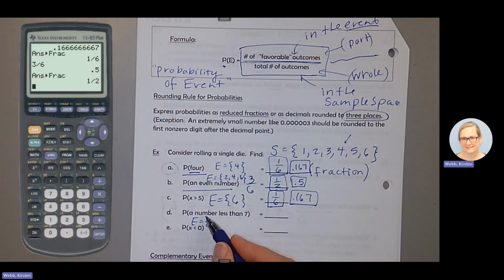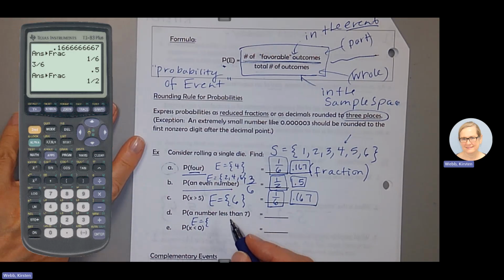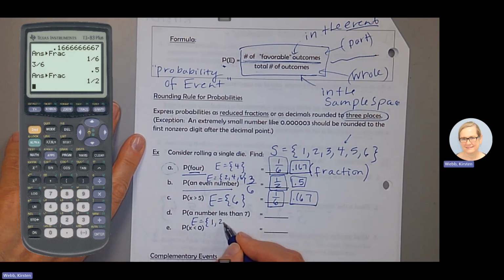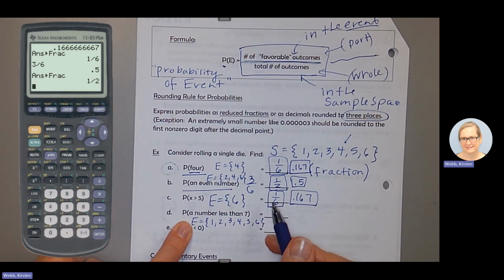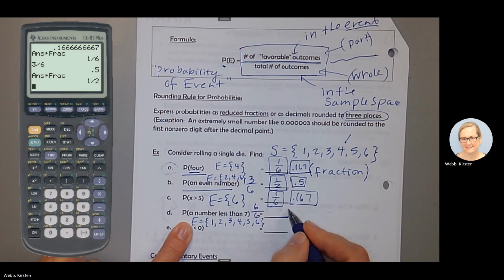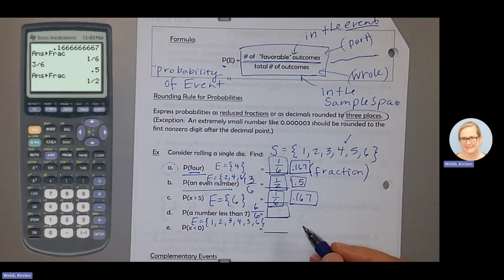So we're interested next in a number less than 7. What could you roll that would be less than 7? All of them, yeah. So in this case, the event is the entire sample space. So are you thinking 6 out of 6? And what would that look like when we reduce it and clean it up? So just 1, right? Since that represents 100% of our outcomes, 6 divided by 6 makes 1.